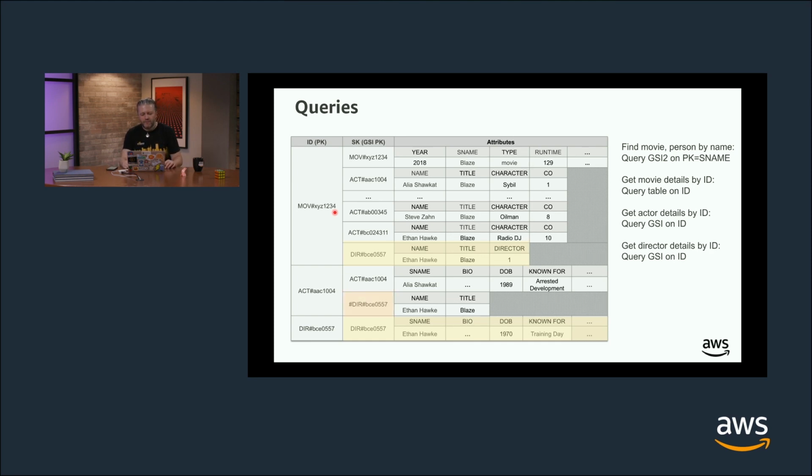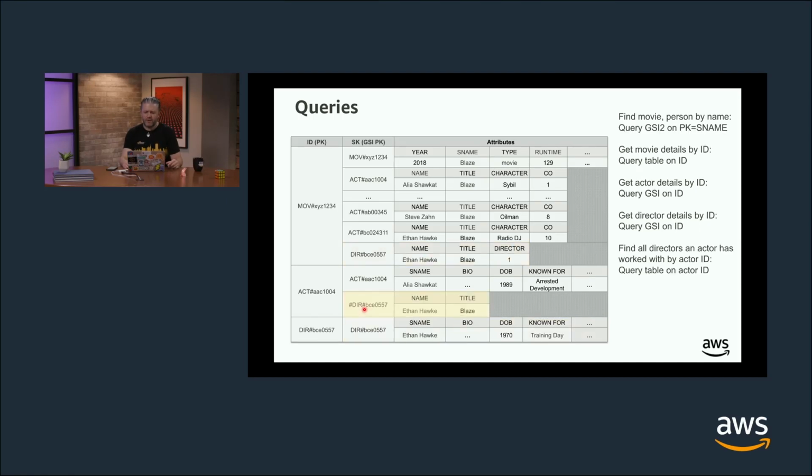You'll notice that I actually used a different approach for this particular record, which represents the actor-director relationship. I prepended it with a special prefix because I actually don't want that record to show up when I'm showing the detail for the director or the actor for that matter. So we'll go into that next.